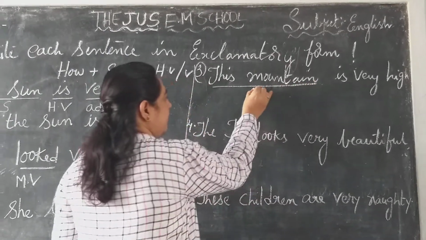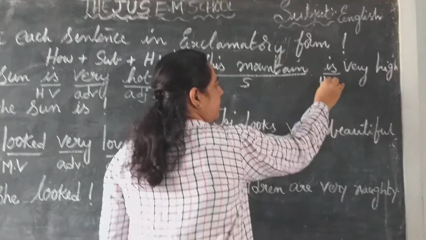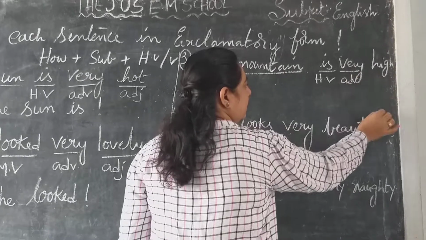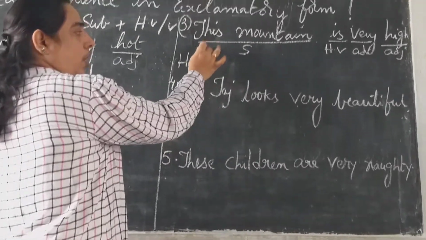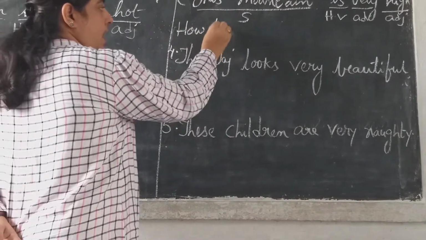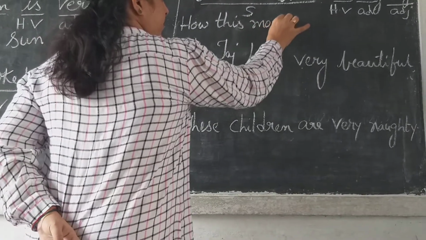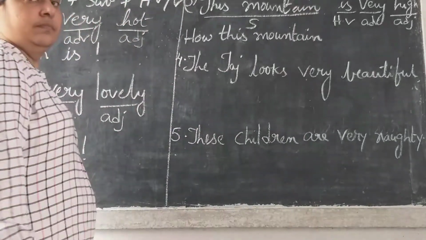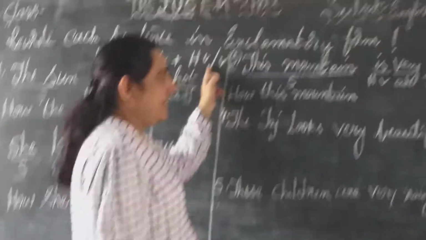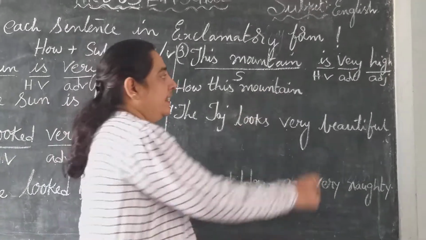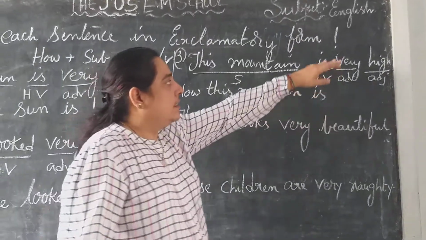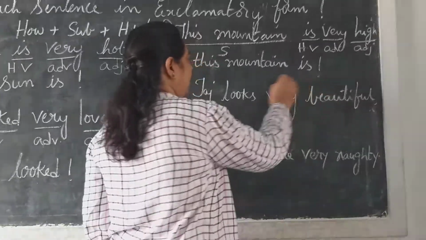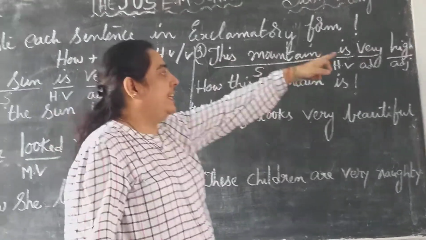This mountain is very high. The subject here is this mountain. Is is the helping verb. Very is an adverb. High is an adjective. Okay? Start the sentence with how. Next follows the subject. What is the subject here? This mountain. How this mountain. Next, end the sentence with the helping verb. How this mountain is. The sentence is ended with is. Close the sentence with the exclamatory mark. How this mountain is.